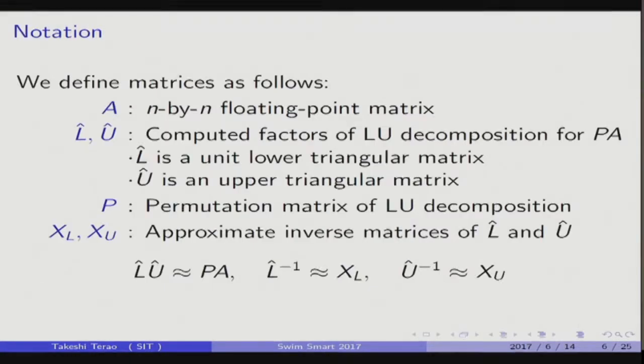In this page, we define matrices. A is an n by n floating point matrix. Next, L hat and U hat are the computed LU factors for PA, and P is the permutation matrix of the LU decomposition. Finally, XL and XU are approximate inverse matrices of L hat and U hat.